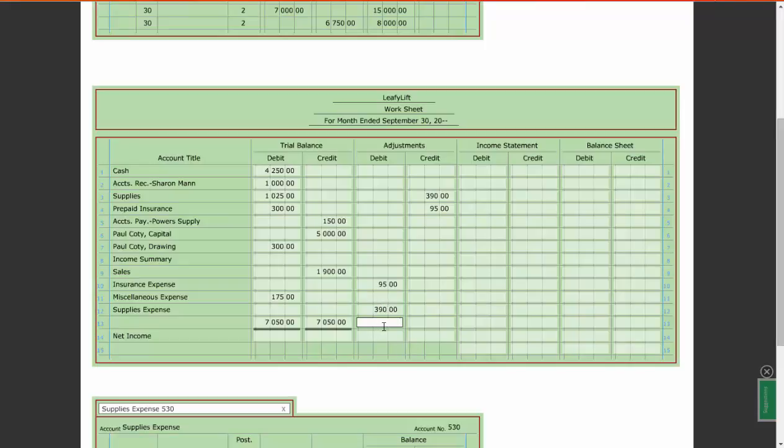So then you can go ahead and add those two together. You have your $390 plus $95 to give you $485. And then your debits and credits will equal in your adjustment column.